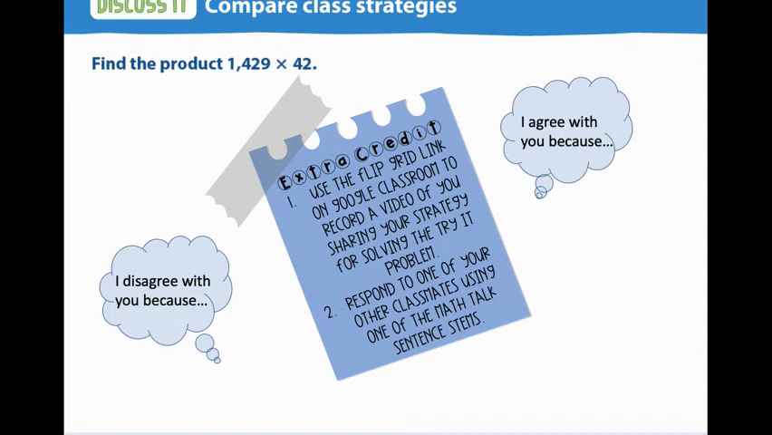And then respond to someone's work. I agree with them because, or I disagree with you because. Make sure you explain why you agree and disagree. We did some of this yesterday in small group. I can't wait to see some of you more in group.